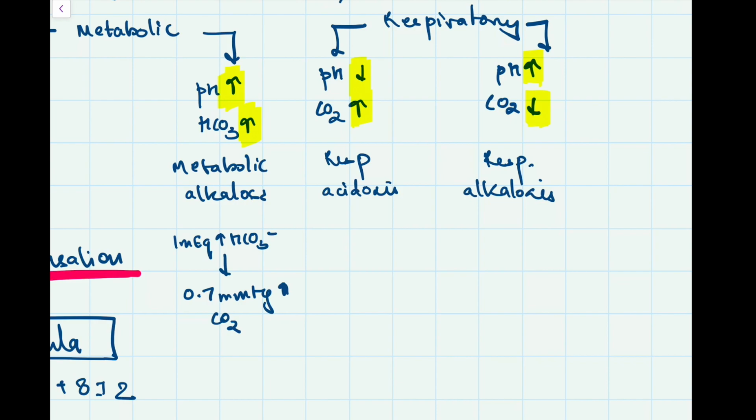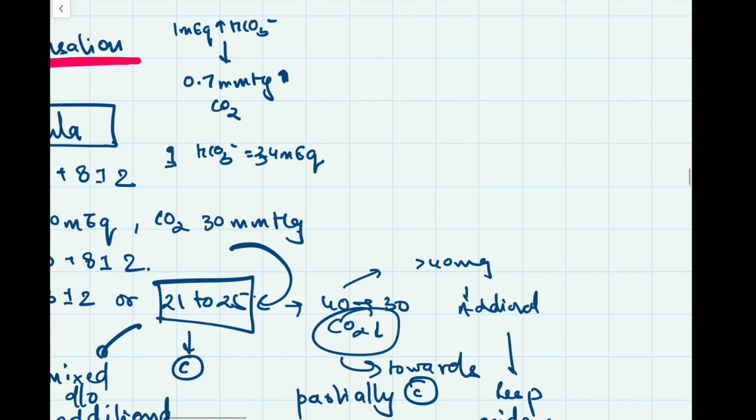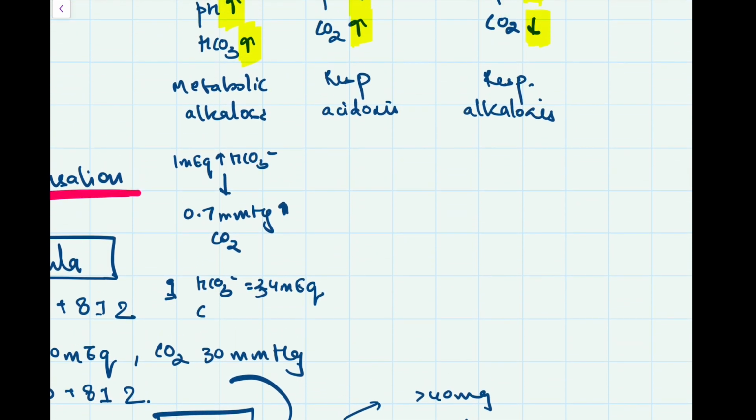So let us take an example. Suppose the bicarbonate is 34 milliequivalents, right? So here the change in bicarbonate is 10 milliequivalents. How? 34 minus the normal bicarbonate, that is 24, that is 10. So for 1 milliequivalent, the CO2 will rise by 0.7. Therefore, for 10 milliequivalents, the CO2 should rise by 7 millimeters of mercury, right? That is, the expected CO2 should be 47 mm of Hg.